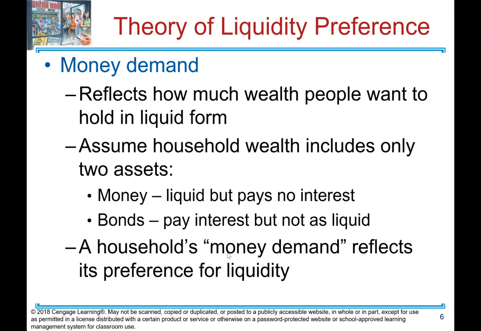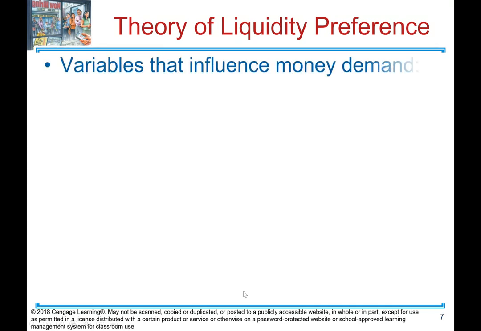The money demand reflects how much wealth people want to hold in liquid form. Assume household wealth includes only two assets: money, which is liquid but pays no interest, and bonds, which pay interest but are not as liquid. A household's money demand reflects its preference for liquidity.